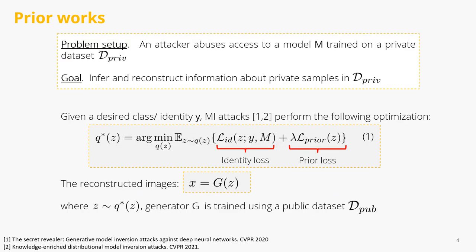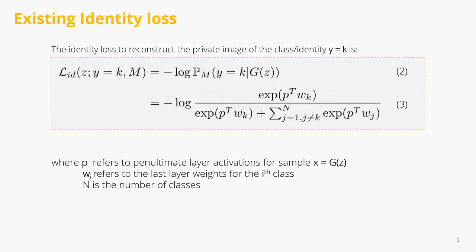Given a model M that is trained on the private data D_priv, the attacker can access M, but D_priv is not intended to be shared. The goal of MI is to infer the information of private samples in D_priv. Across the various state-of-the-art MI methods, the common and central components are two losses, identity loss and prior loss. The first one, identity loss, guides the reconstructed image to be more likely to be recognized by the model M as the identity y. And the prior loss constrains some prior information about the data. The identity loss plays the most important role in model inversion.